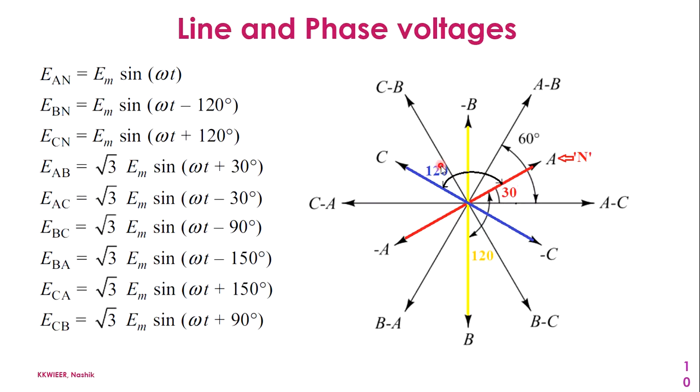So here you can see the C phase makes an angle of 120 degree with the neutral, and the B phase makes minus 120 degree in negative direction with the neutral or with the phase A. So basically the phases A, B and C are making an angle of 120 degree with each other, and this angle is 60 degree, and the angle between these two lines is 30 degree. So these are the expressions given for the phase voltages.